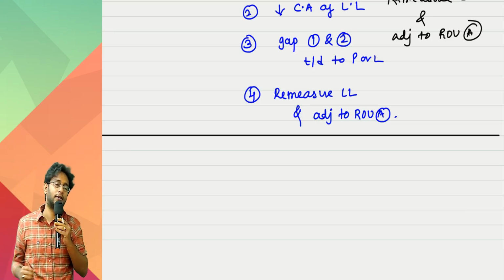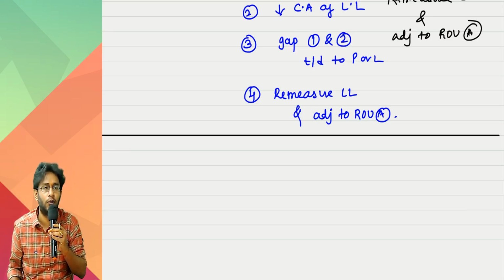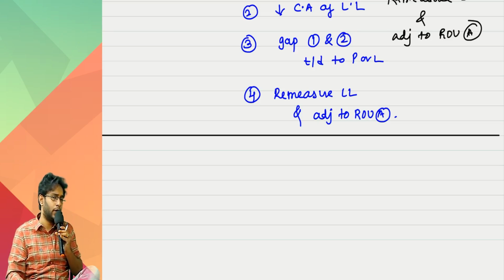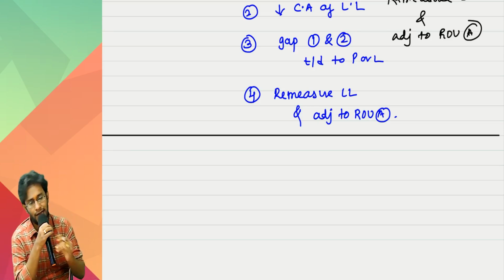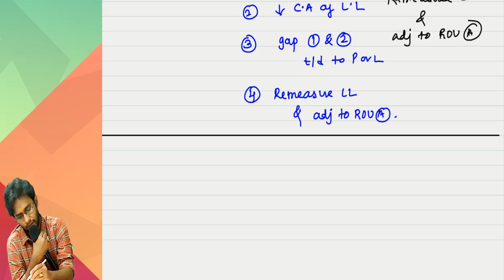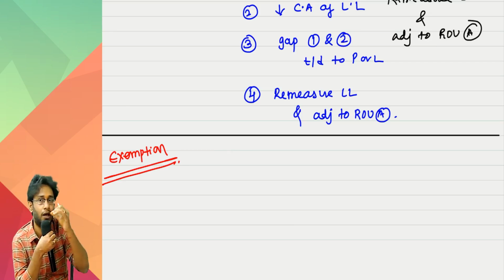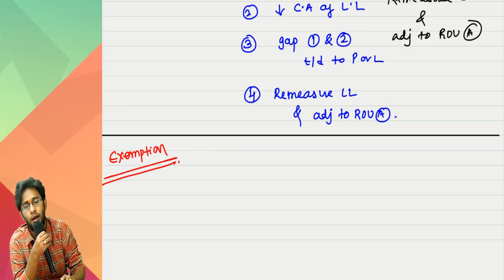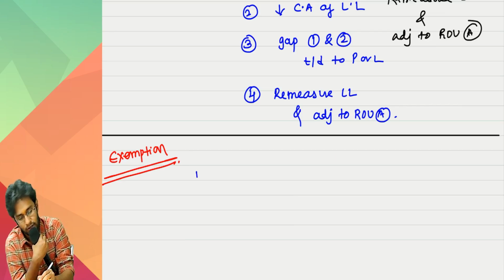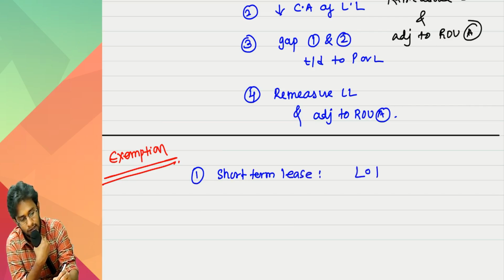Normally, in every lease transaction, we have to record ROU asset account debit to lease liability while accounting and continue. But there are 2 cases where the lessee can claim exemption from them. What are the 2 cases? Number 1, if it is a short-term lease. Short-term lease means the lease period is less than 12 months.